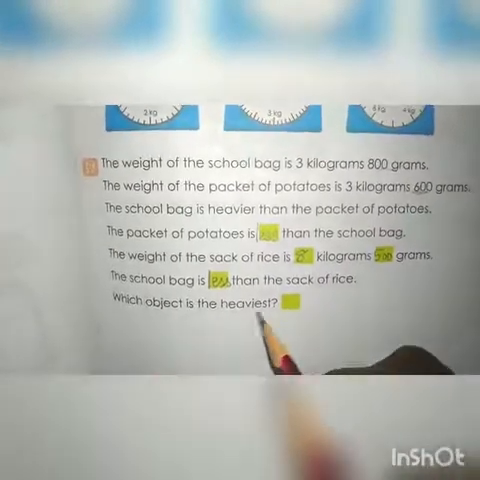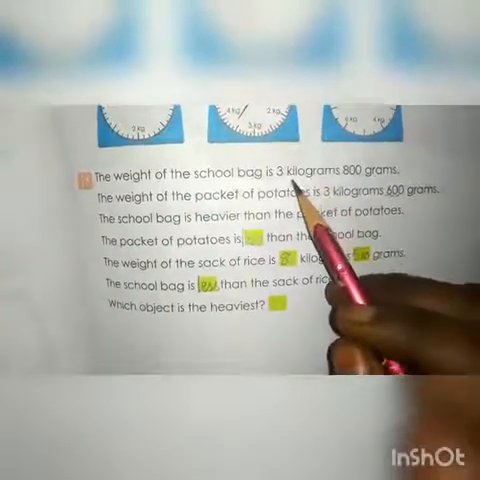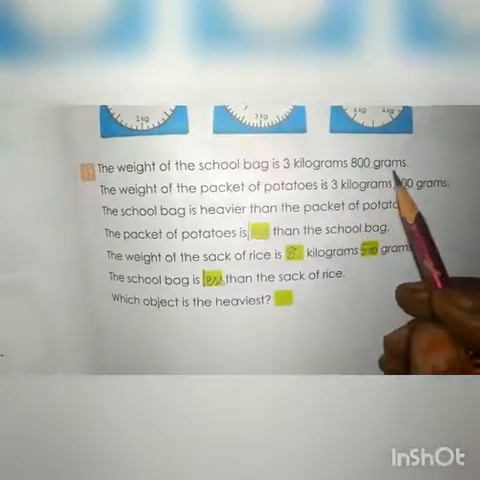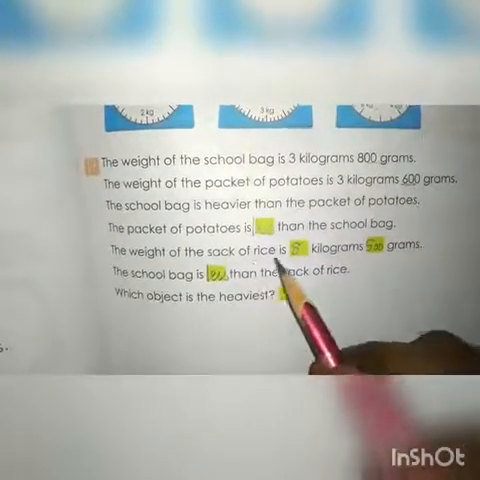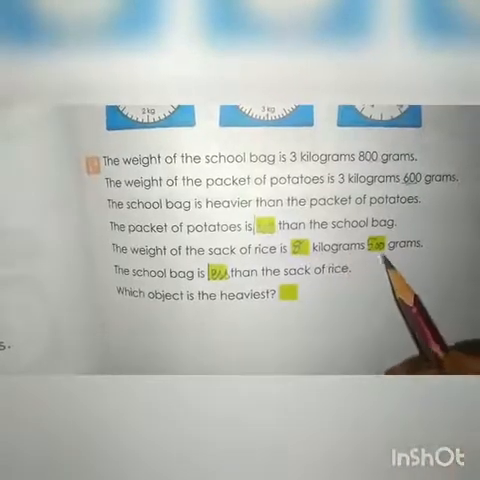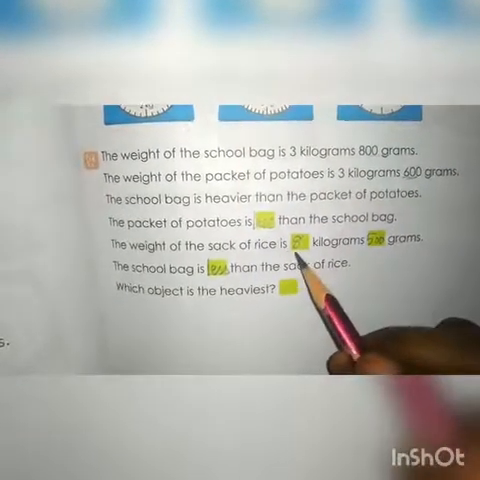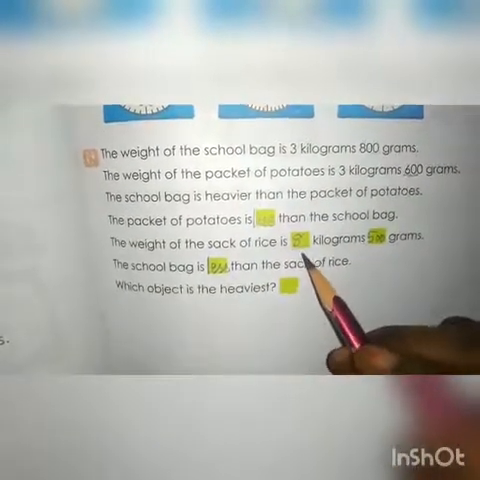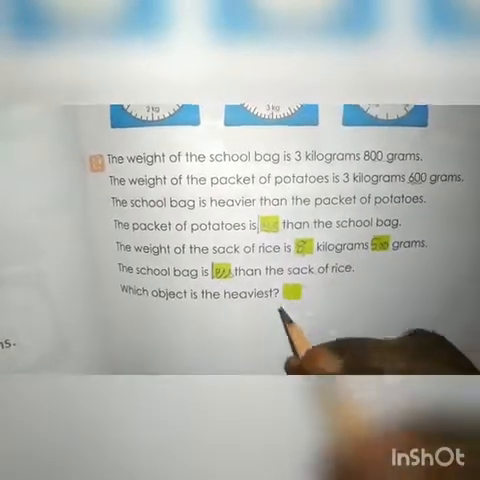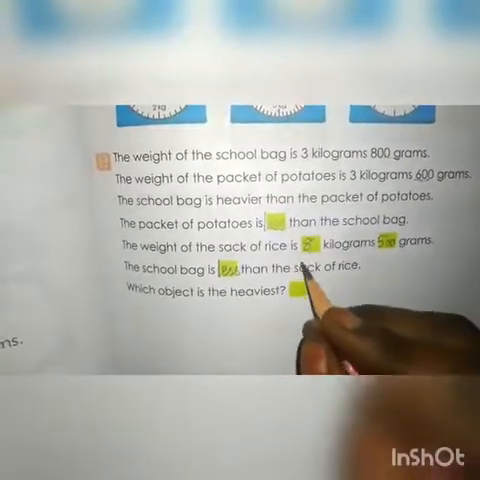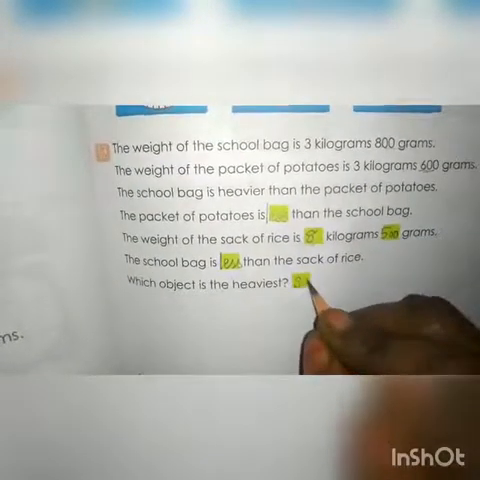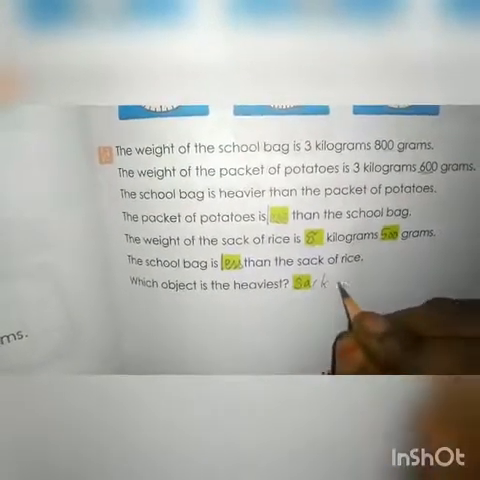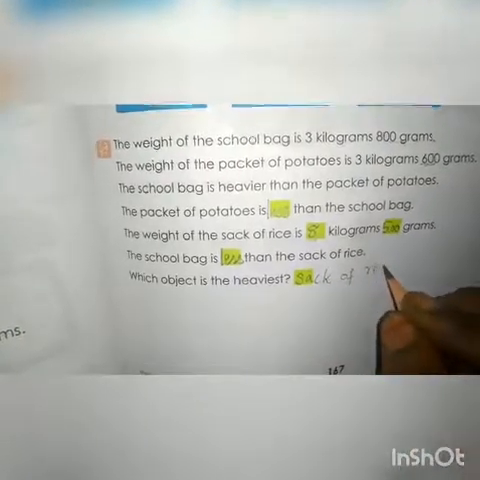Which object is the heaviest? Here, school bag is 3 kilogram 800 gram. Packet of potatoes is 3 kilogram 600 gram. Weight of the sack of rice is 8 kilogram 500 gram. Here, sack of rice is 8 kilogram. Compared to school bag and packet of potatoes, sack of rice is the heaviest one. So, here we have to write sack of rice.